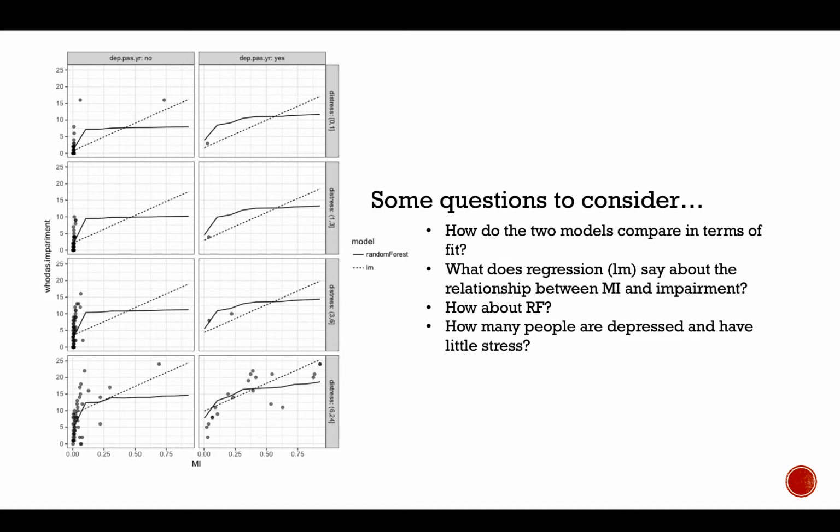So if you've got a 15% probability of mental illness, and you're being compared to somebody who has an 80% probability of mental illness, well, the difference in impairment isn't that much. And that seems to be what the data are saying too. And so random forest is really capturing some interesting stuff here.